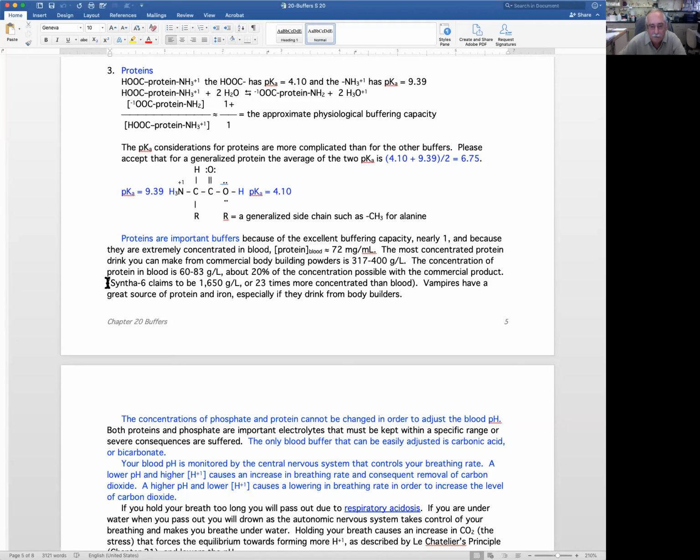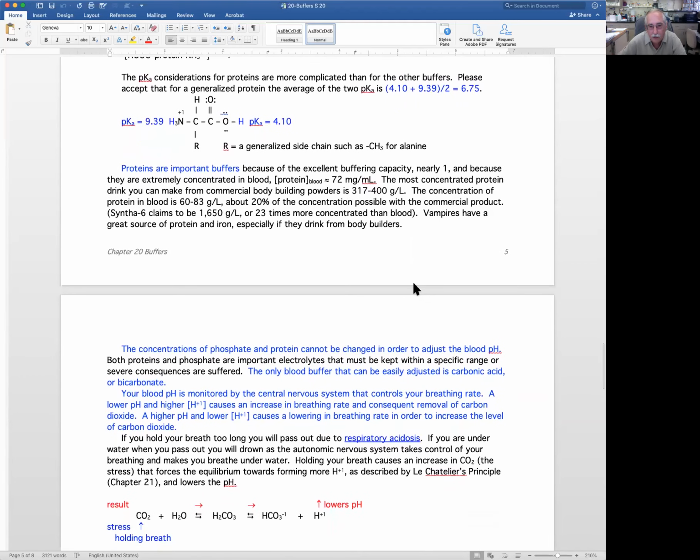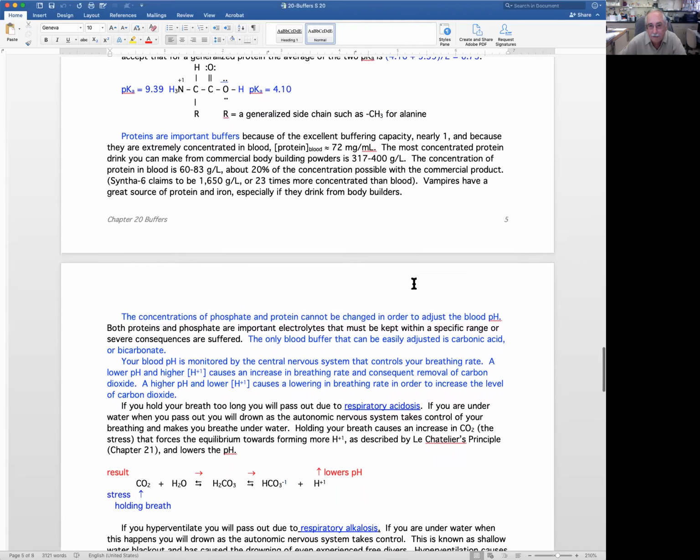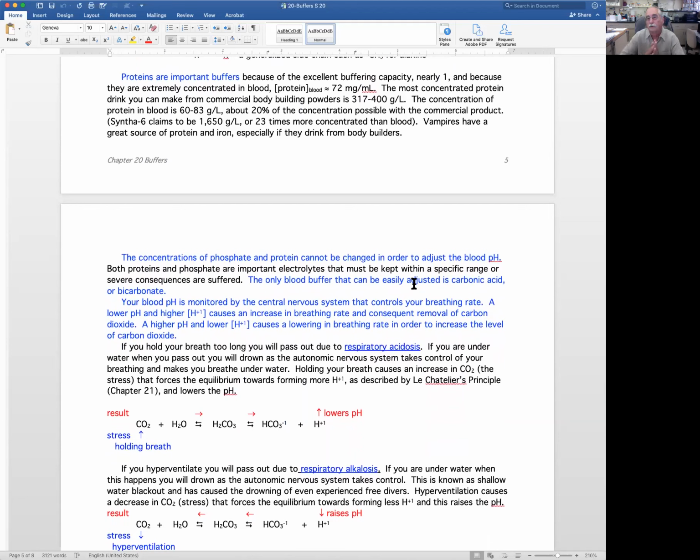Here's one, Synthesis claims to be about 23 times that of concentrated in blood. So of course, that's why vampires are so strong. If a vampire wanted to get the best nutrition possible, they would get their blood from bodybuilders.